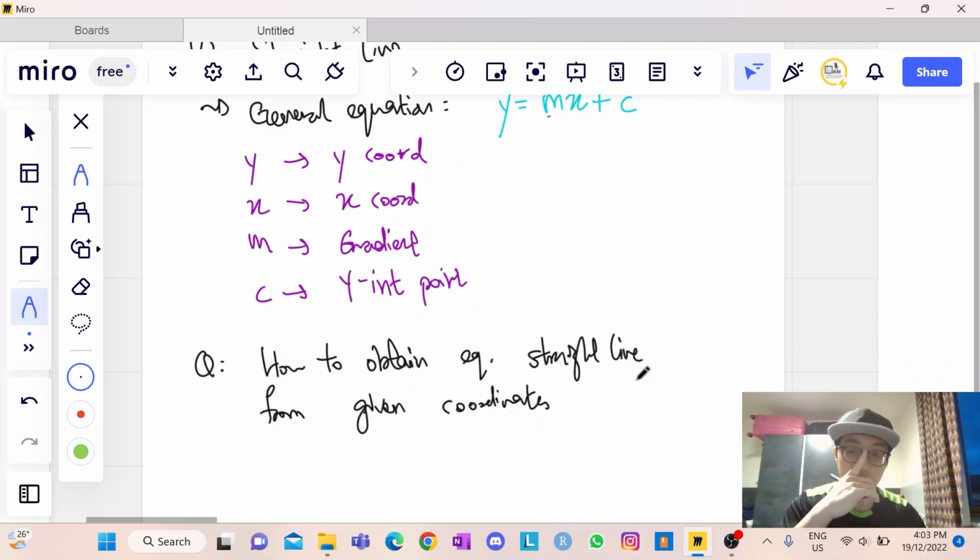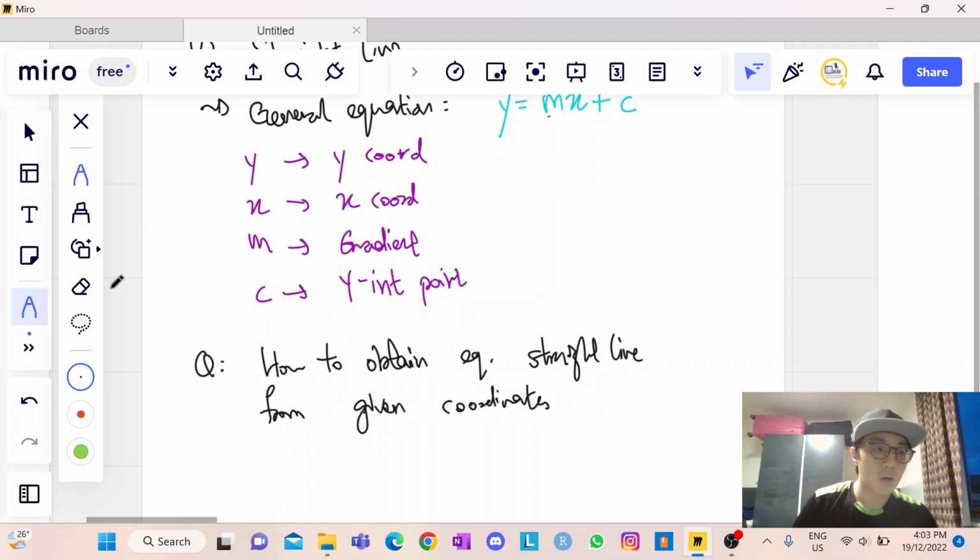You can pause the video and think about it, and you can resume after you have your answer. If you think about it, an equation of a straight line consists of 4 elements: y coordinate, x coordinate, gradient, and y-intercept.